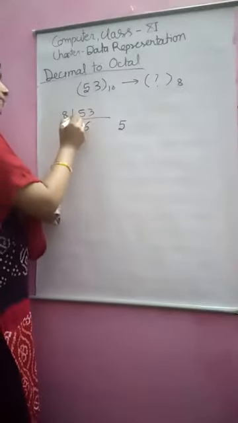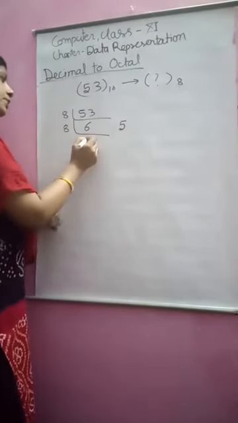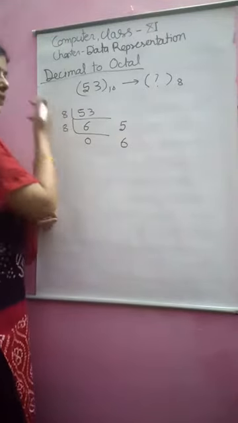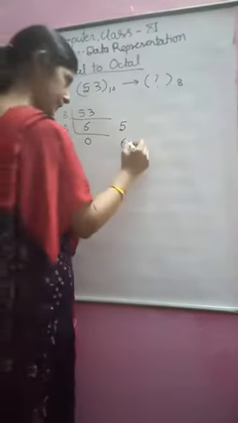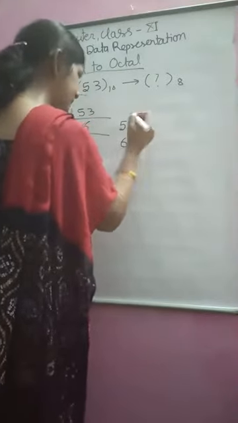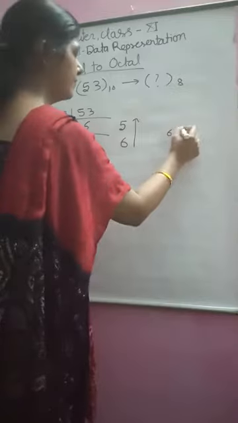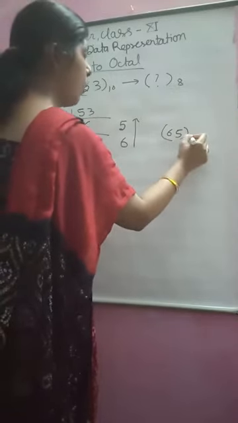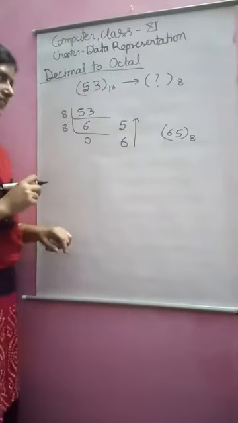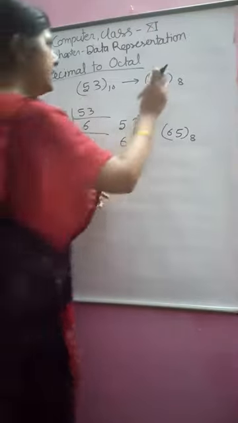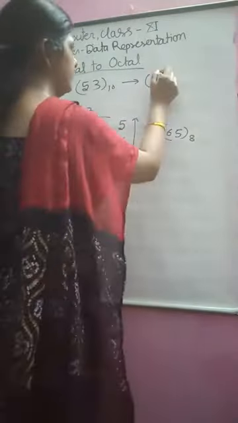Now again divide 6 by 8. It will go 0 times and leave remainder 6. Read it like this, meaning 65 as octal. Now 53 in decimal is 65 in octal.